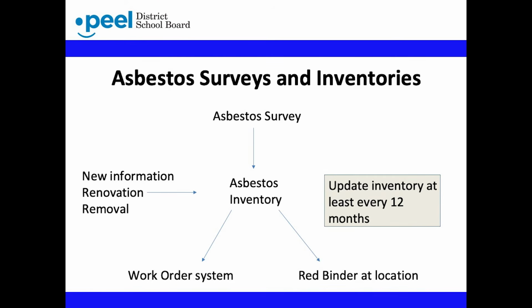Once a survey and inventory are created, asbestos inventories are updated by health and safety when asbestos-containing materials are identified and/or removed as part of repair or renovation work done through other board departments as described in the AMP. When inventories are updated, a new copy is sent to the location to be placed in the red binder and posted on the Health and Safety Bulletin Board, as well as uploaded to the work order system for maintenance contractors.